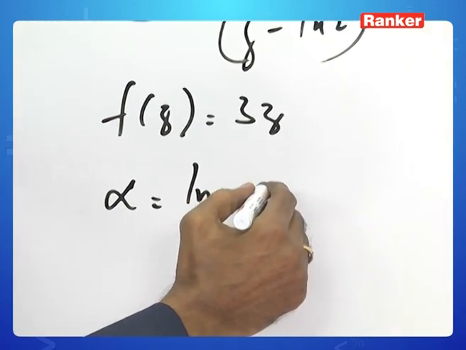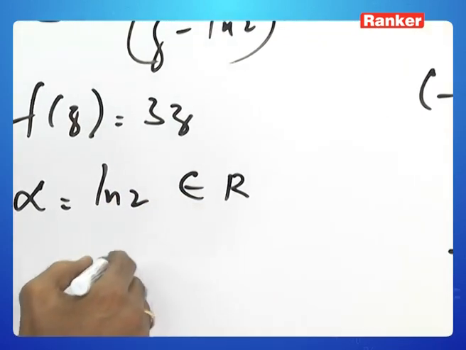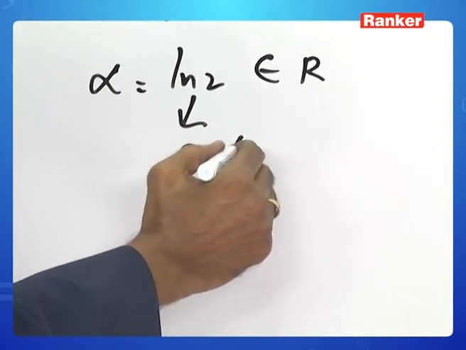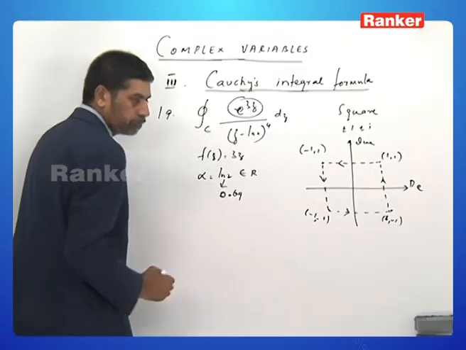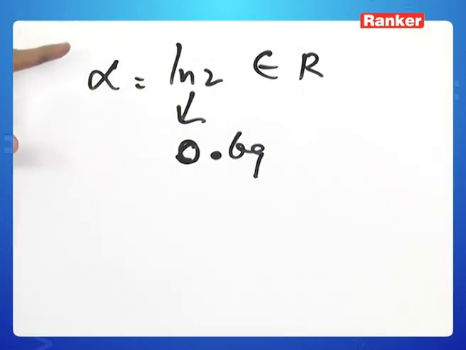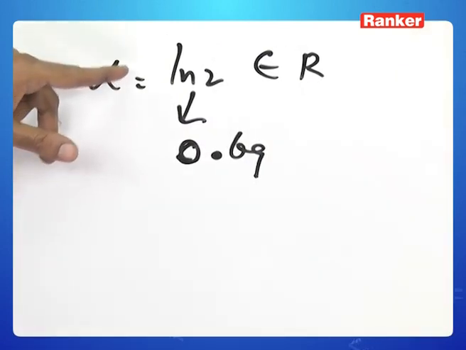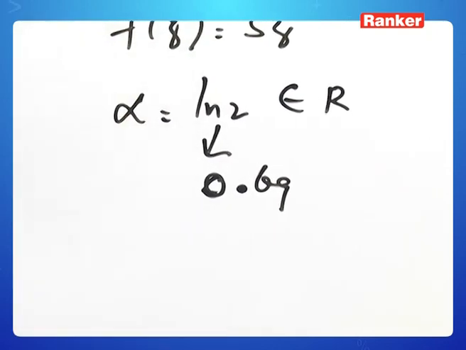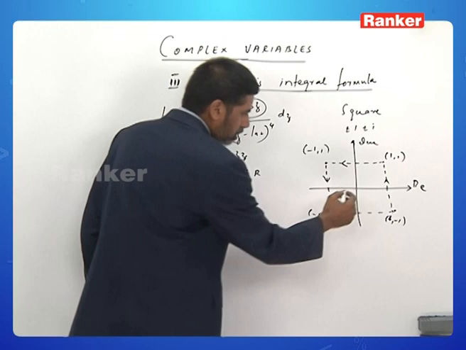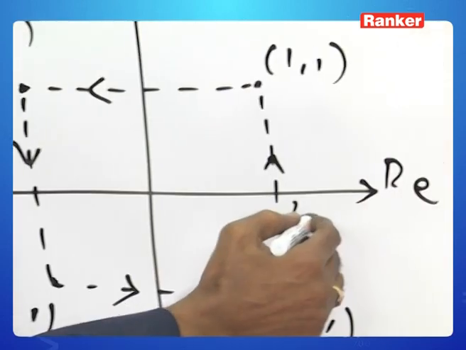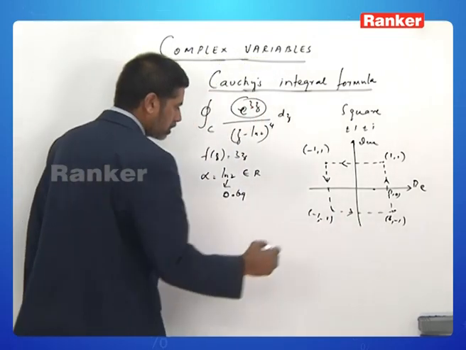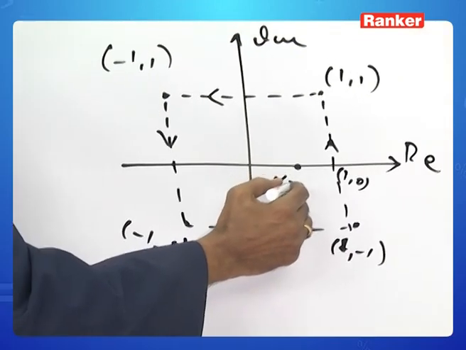First of all, this is a real number and the approximate value of log 2 is 0.69. Don't mistake it as 0.3 because that is for the common logarithm, base 10. Natural logarithm, log 2 is approximately 0.69. Now this is a 1 unit. So 0.69 is definitely inside the contour. So this is the location of alpha is equal to log 2.